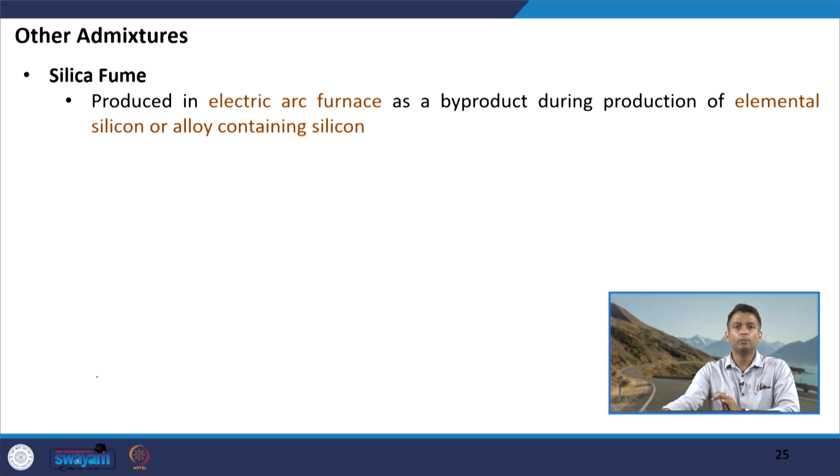Alright, now let us also discuss a few other mineral admixtures that are used in the production of concrete. So, we have silica fume. How do we get silica fume? Silica fume is typically produced in an electric arc furnace, as a byproduct during the production of elemental silicon or alloys containing silicon. During the production of silicon or silicon alloys in the electric arc furnace, we get a byproduct which is nothing but silica fume.